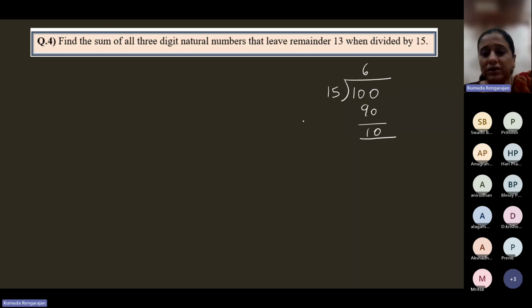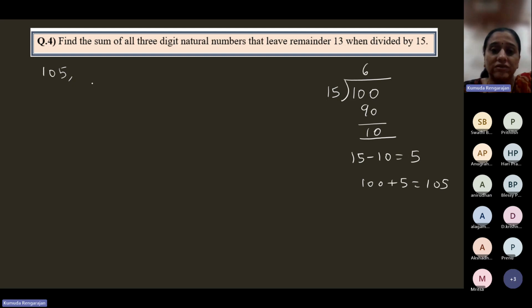Okay, so the first number will be 15 minus 10. Last class we saw this, 5. 100 plus 5, 105. So 105 is the first 3-digit number that's exactly divisible by 15. I said we'll first generate the AP of all 3-digit numbers that are exactly divisible by 15. And then we'll include the next criteria that it should leave a remainder 13.